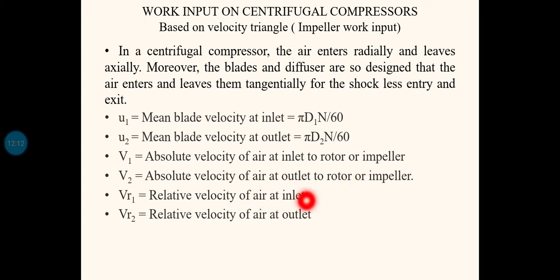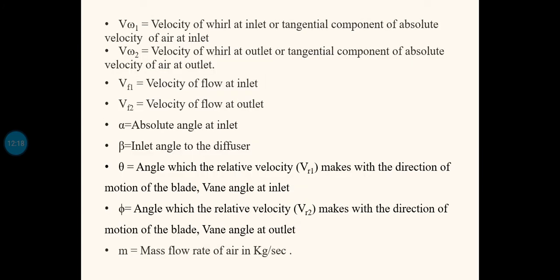VR1 is the relative velocity of air at inlet, VR2 the relative velocity of air at outlet. All these things are very much familiar to you. VW1 equals the velocity of whirl at inlet, or tangential component of absolute velocity of air at inlet. VW2 is the velocity of whirl at outlet, or tangential component of the absolute velocity at outlet. VF1 is the velocity of flow at inlet, VF2 the velocity of flow at outlet.